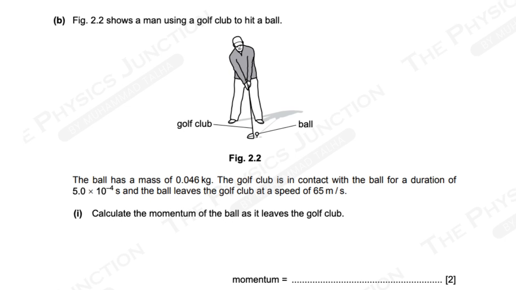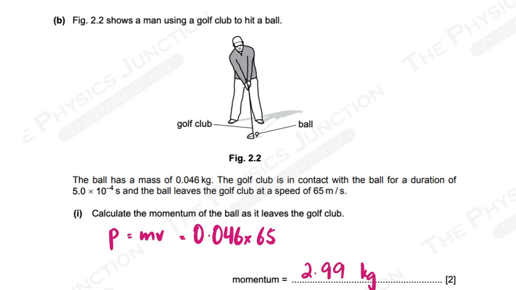2.2 shows a man using a golf club to hit a ball. The ball has a mass of 0.046 kg. Golf club is in contact for a duration of this much, leaves at a speed of this much. Calculate the momentum of the golf ball as it leaves. Very easy. Just P equals mv. So 0.046 times 65 turns out to be 2.99 exactly.